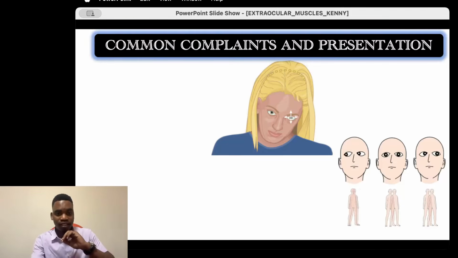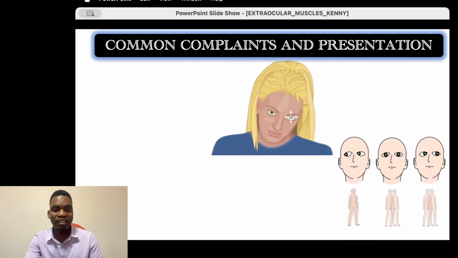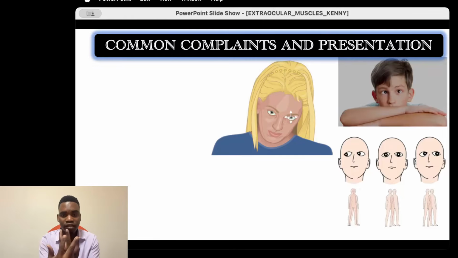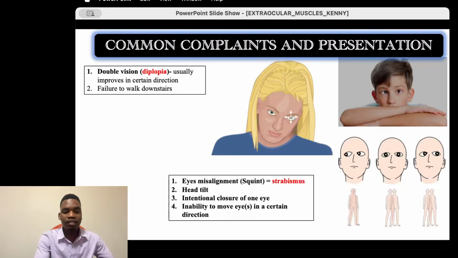And of course you can also see some patients who will tilt the head, trying to cheat a little bit because of the dysfunction of the extraocular muscles. You can also see patients who may have eye misalignment. So we have misalignment of the eyes, this one and this one, they're not looking in the same direction. So these are the symptoms. These are what the patient will complain about, and these are what you can see.